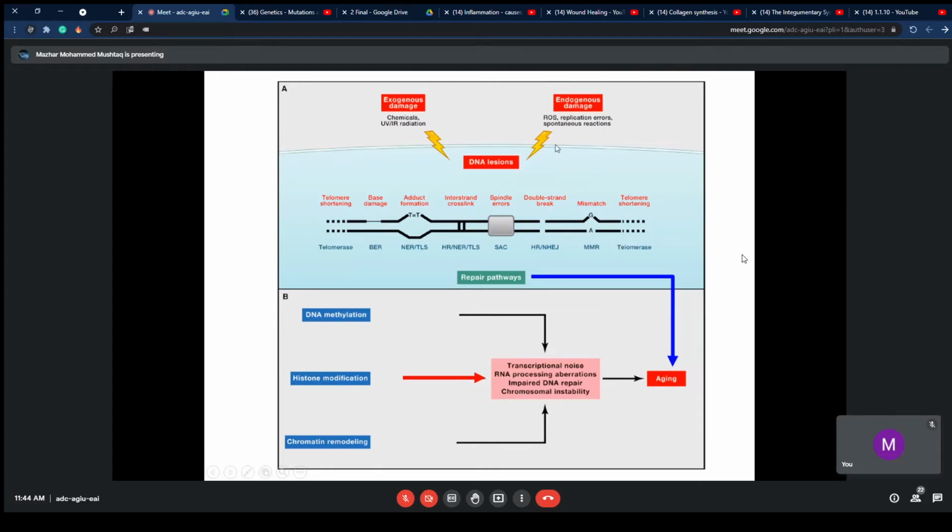So these factors, exogenous and endogenous, can play a vital role in the aging process. They basically affect the chromosomes, or there is a problem with the DNA, and that will directly affect the phenotype of the individual and hence cause aging.